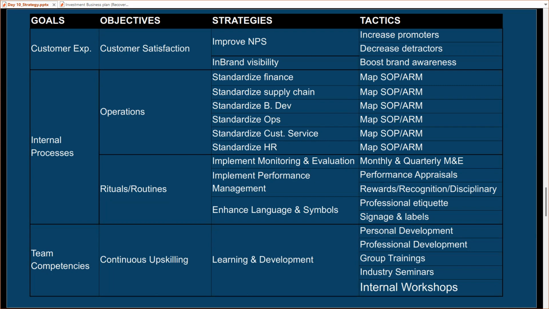So now you pass that tactic to the brand team. It's up to them to know how they're going to increase promoters and how they're going to manage detractors. Then we expect them to come up with a strategic plan addressing our tactics. Then again, to increase customer satisfaction, we want to grow our brand visibility. So again, we want to boost our brand awareness, push that agenda, push that tactic to the brand team. Let them define the how, break it further.